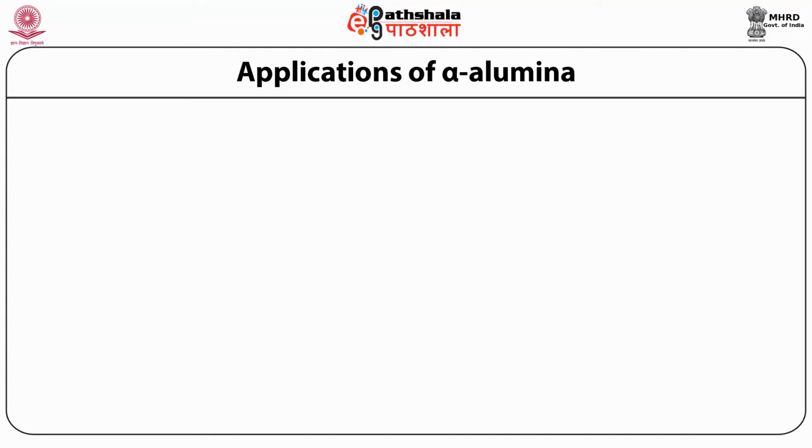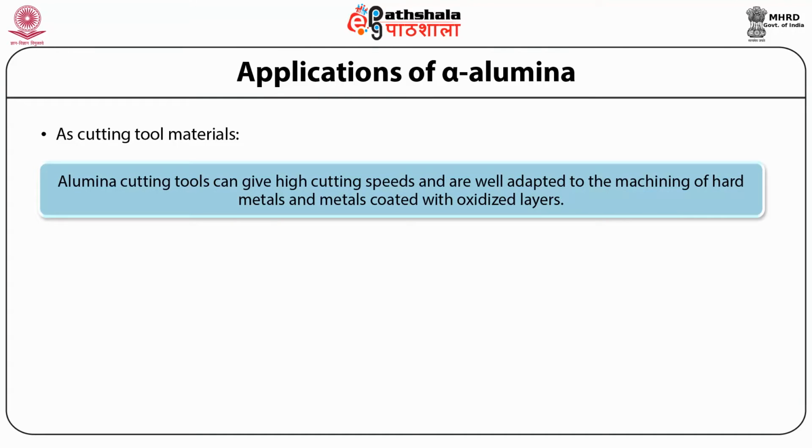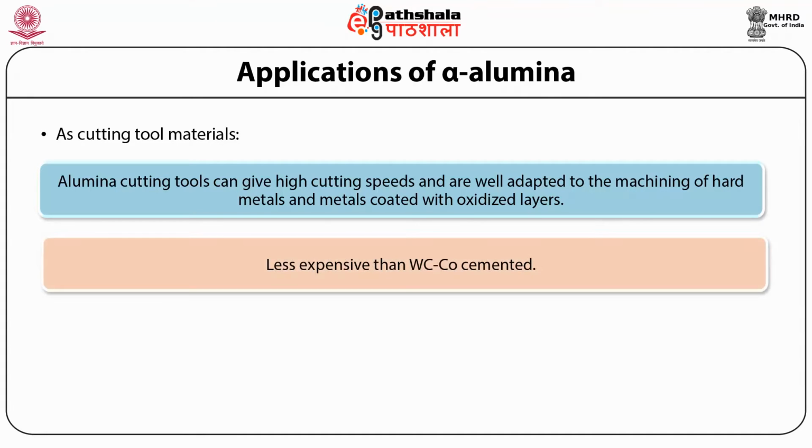Although the WC cobalt sintered carbides are the most important cutting tool materials, alumina is also used as a cutting tool material because alumina cutting tools can give high cutting speeds and are well adapted to the machining of hard metals. Moreover, it can also be used for metal coated with oxidized layers. They are much less expensive than the cemented carbide tools.